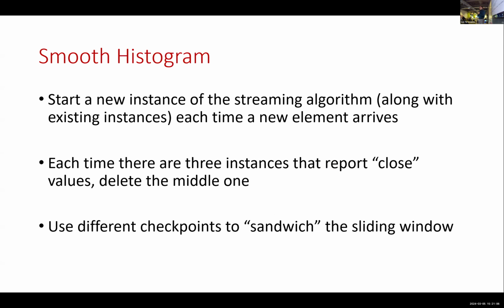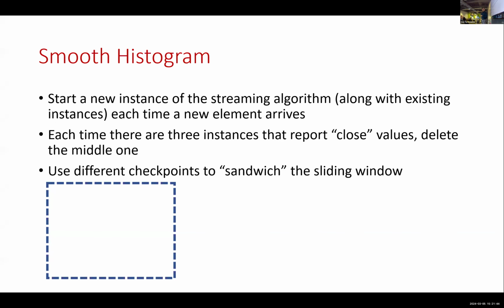It says that for each new update, we'll start a streaming algorithm. This sounds terrible because now we have a linear number of streaming algorithms. But each time there are 3 instances that have close values, we delete the middle one. Okay? And now if the function is polynomially bounded and monotonic, then that just means we keep around a log number of these streaming elements. Right. And it turns out that we'll have two of these instances that kind of sandwich the sliding window. And so these values will be accurate for the actual output of the algorithm.